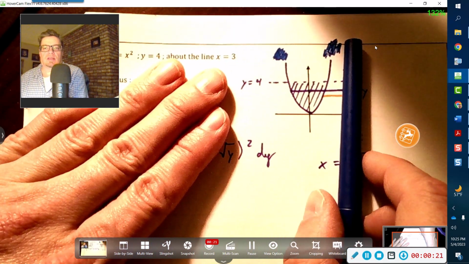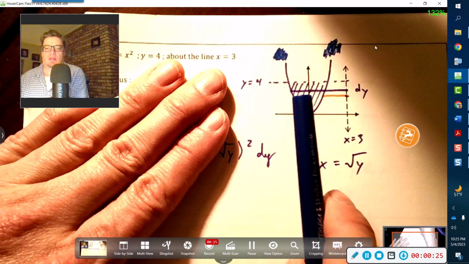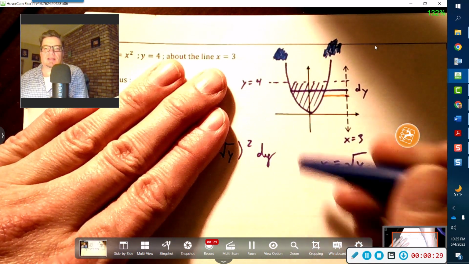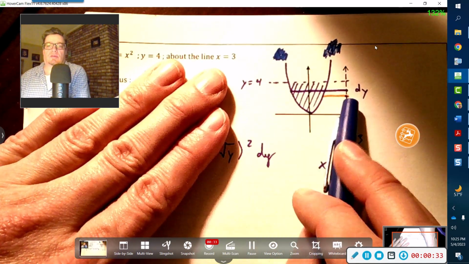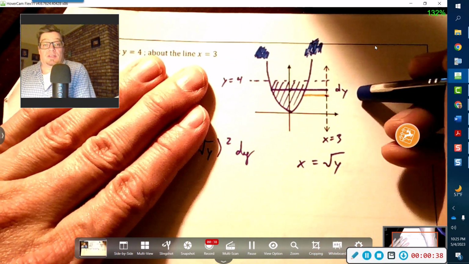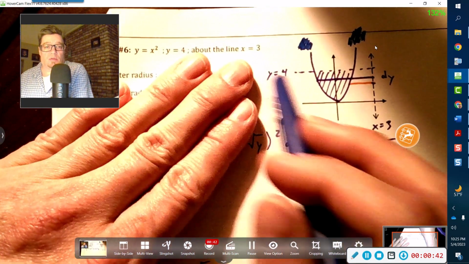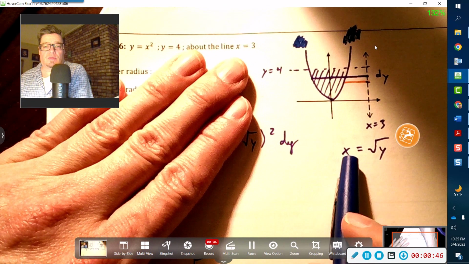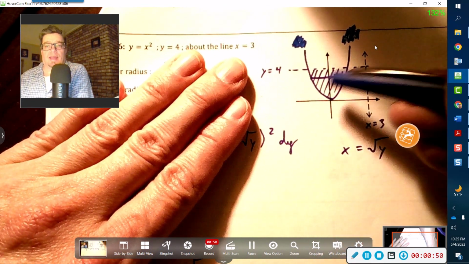If it's revolving around this, you can imagine this spinning around, it's got to have a dy slice. So here's our dy slice right here. Now, it's got to be in terms of dy, so in order to make this in terms of dy, we'll just do a little algebra here and take the square root of both sides. So here we have x equals radical y.